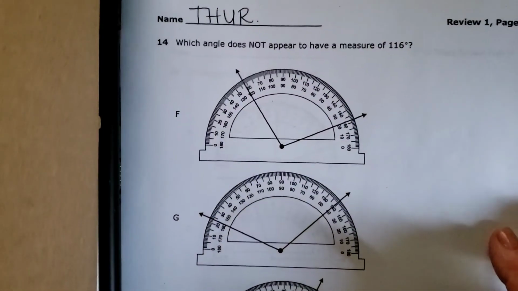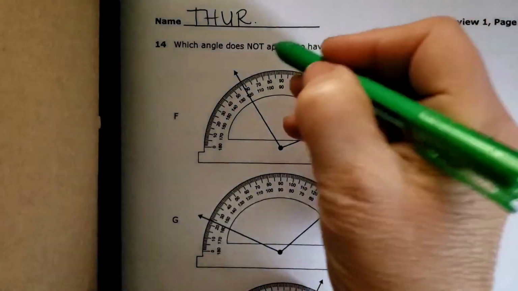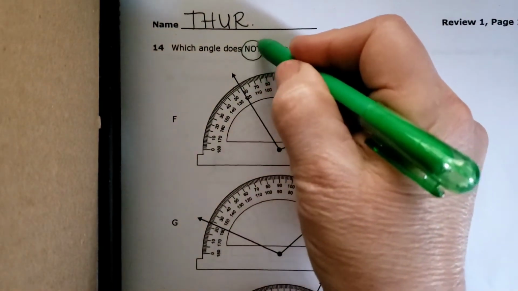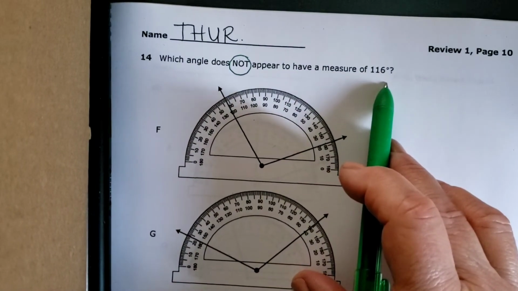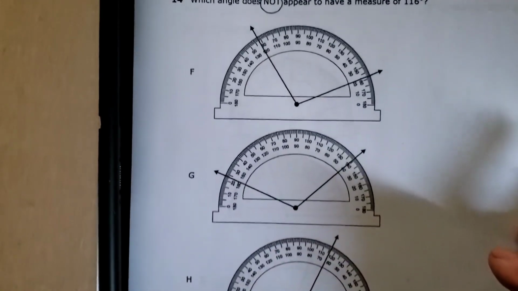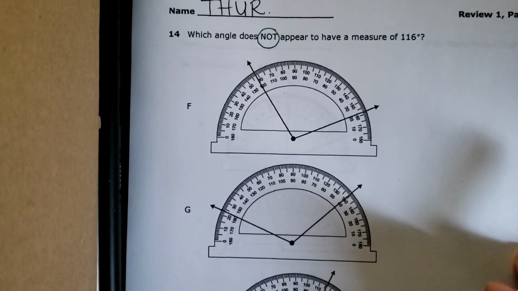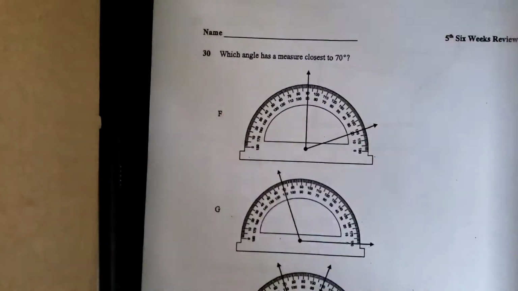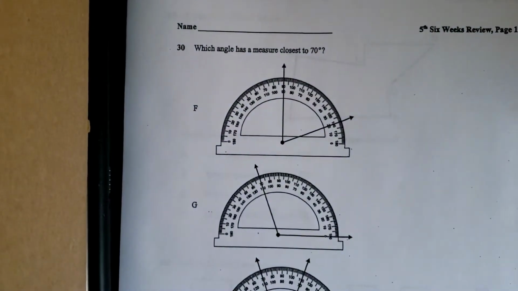All right? Okay. Now the next one we've done before. It says which angle does not appear, and here's your key, does not appear to have a measure of 116 degrees. In other words, your brain should be telling you three of these will be 116 degrees. One of them will not. So instead of doing this for you, I thought I'd do one of these. See if I can make this a little bigger so you can see it.